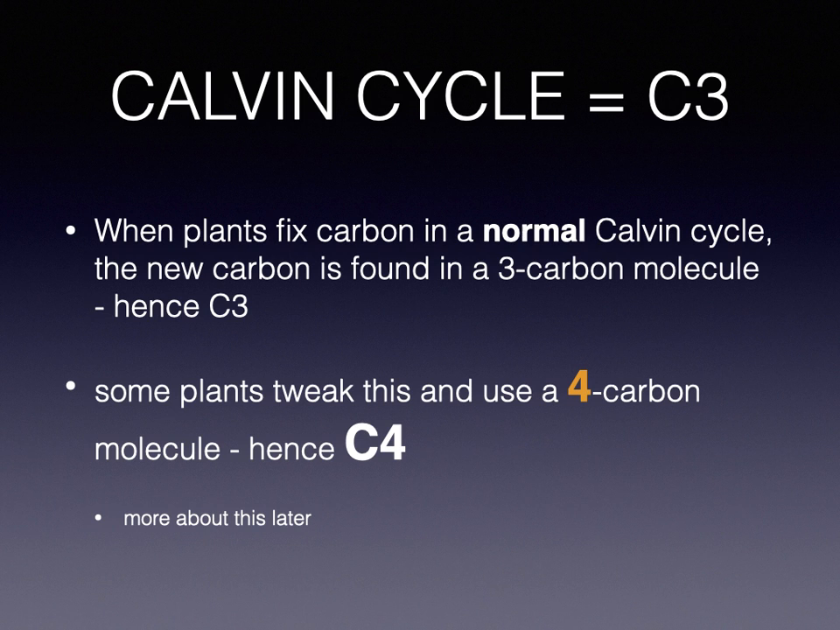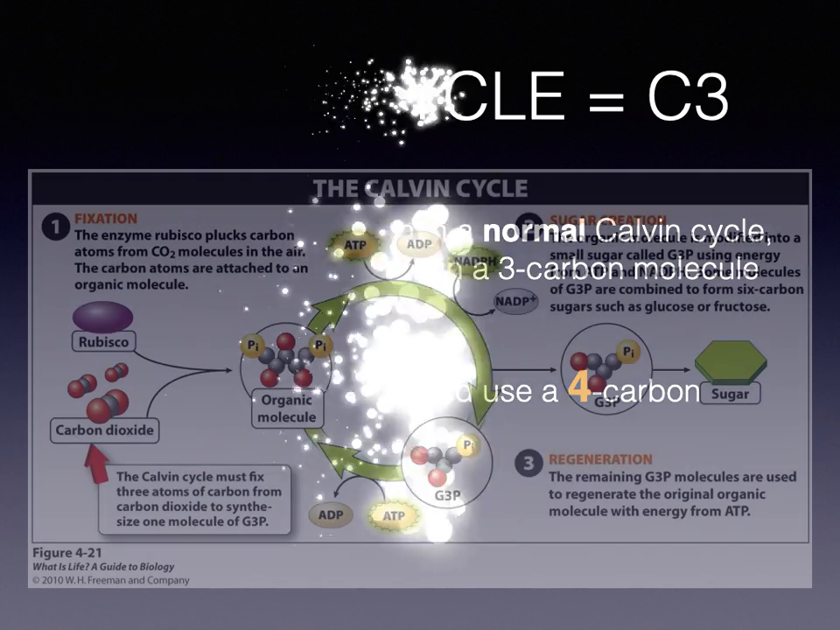Why is the Calvin cycle also called C3? Because when plants fix carbon in a normal Calvin cycle, it's found in a 3-carbon molecule, hence carbon 3. Some plants tweak this and use a 4-carbon molecule, and they are called C4 plants. More about why this occurs later. I'll touch upon it a little bit, and it's in the next unit.